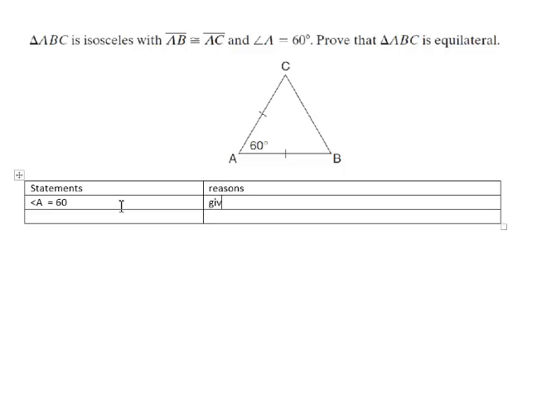Okay, and the reason for that is we just write given. And number two, we'll write AB equals AC. I mean, you could use the congruent sign, but I don't have the congruent sign over here. So I'll just write AB equals AC, and that's given as well.